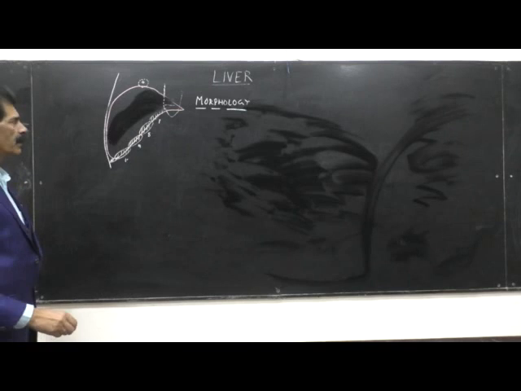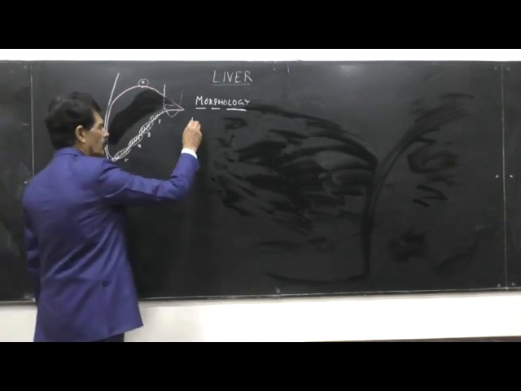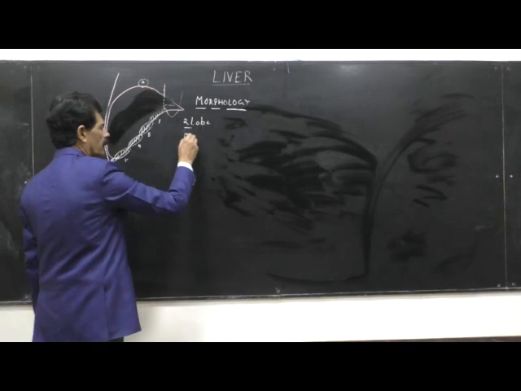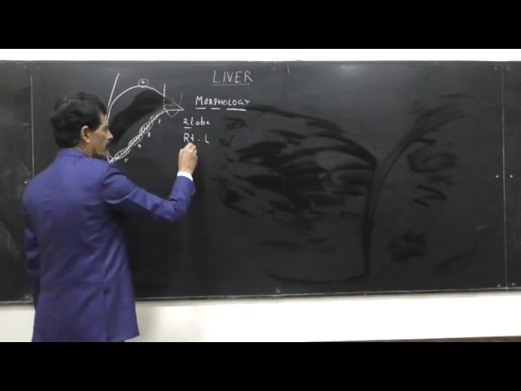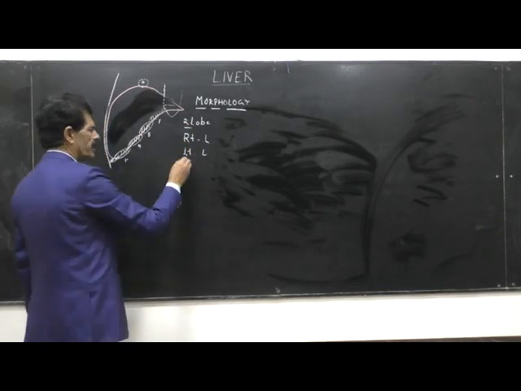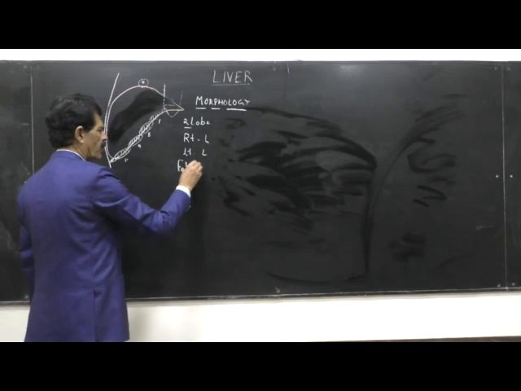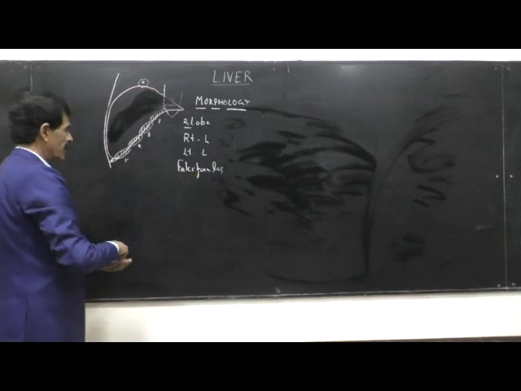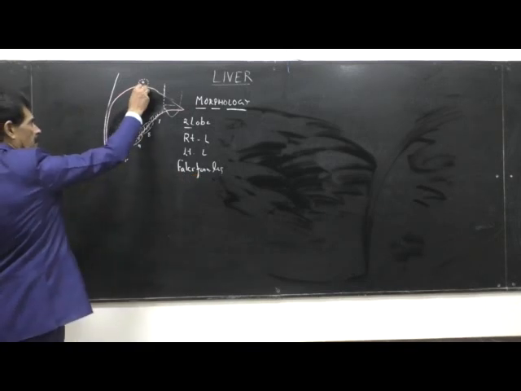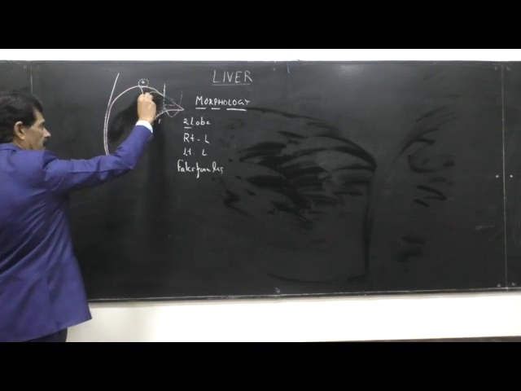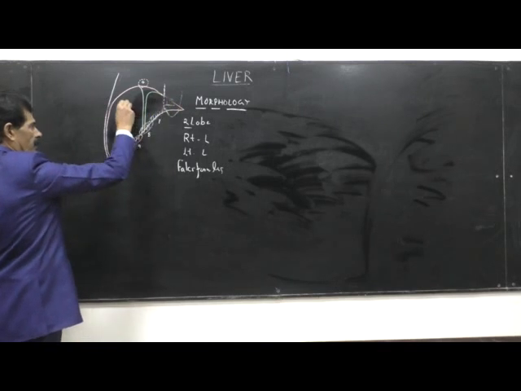Anatomically, the liver has two lobes: a large right lobe and a small left lobe. Both are separated by the falciform ligament. The falciform ligament divides the liver into two unequal halves, that is the small left liver and the large right liver.